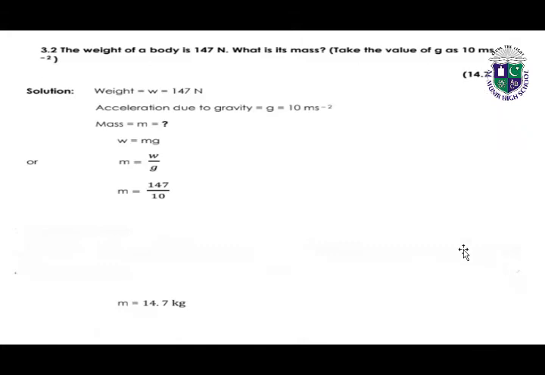Next, 3.2. The weight of a body is 147 Newton. What is its mass? Take the value of g as 10 meter per second square. So here in the statement we have the weight, which is 147 Newton, and the value of gravity. We have to find out the mass. We know that weight is equal to mass into gravity. So by rearranging the formula, we will get the answer 14.7 kg.